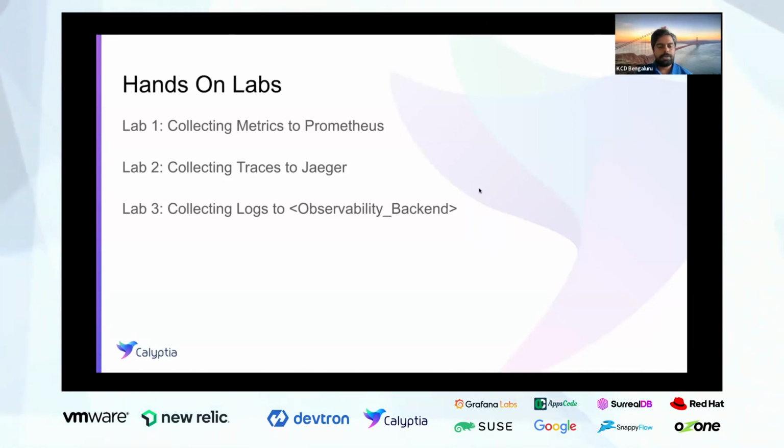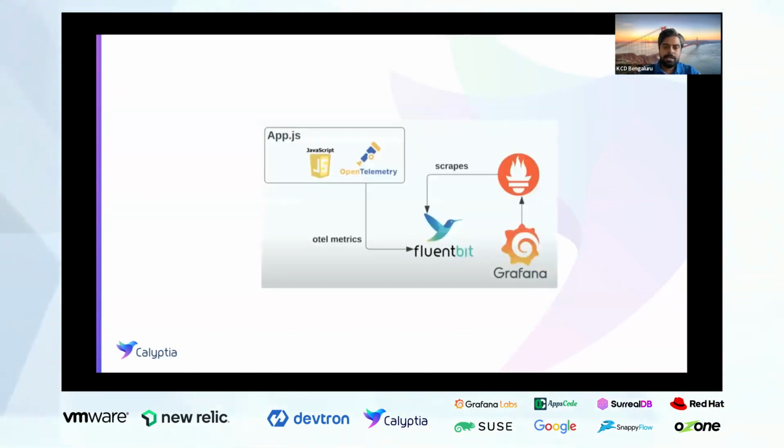So I think we are at nearly the 40 minute mark, and I would like to introduce that there are 3 labs in this workshop. One is about collecting metrics, another is collecting traces, and the other is collecting logs to any observability backend of your choice. What we provide today is a GitHub repo. I'll share that shortly. It's easy, but I'll also explain the code so that you have a great understanding. So the structure of the app is like this.